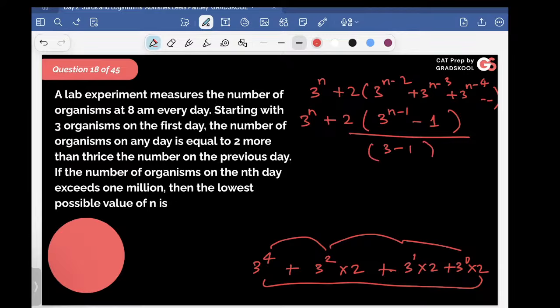If I apply the sum of GP formula, I'm not writing it here because I'm assuming that you guys know it, right? Those who are watching, is that clear? Is that clear, guys? Yes or no? 3 minus 1 तो कट जाएगा ऊपर नीचे, गायब ही हो गया. So what do we have now? We have 3 to the power n plus 3 to the power n minus 1 minus 1. This is what remains. And this guy is more than 10 to the power 6.